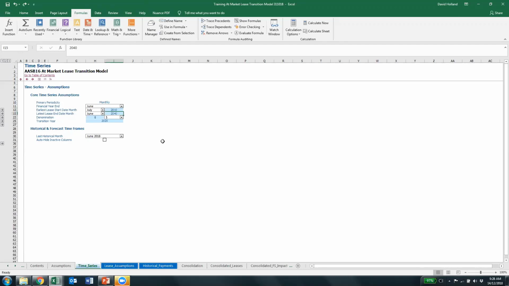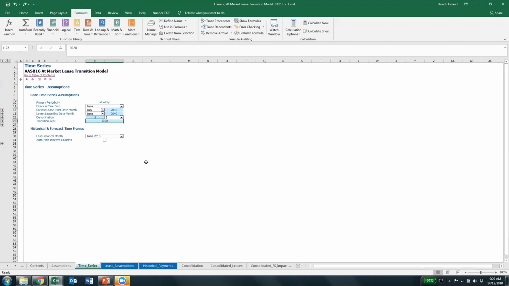We can customize models over larger date periods. Please contact us if you need a model that ranges more than 30 years. The denomination you can set there between dollars, thousands, millions, billions. And the transition year for a June year end transitioning at the mandatory date will be 2020. So IFRS 16 or AASB 16 commences 1 January 2019. So for a June year end, that will be 30 June 2020.